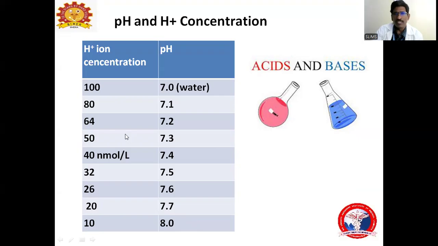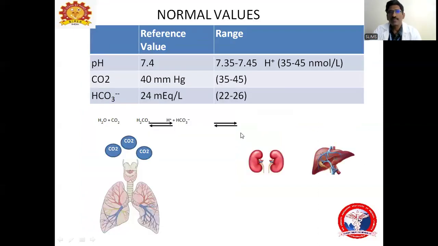So the biological mechanisms operate between 7.36 to 7.44, that is around 40 nanomoles per liter. Normal value is 7.4, so the range is 7.35 to 7.45. Hydrogen ion concentration will be around 40, that is 35 to 45. If you take carbon dioxide, the reference value is 40, range is 35 to 45. Bicarbonate is 24 milliequivalents per liter. The range is 22 to 26.